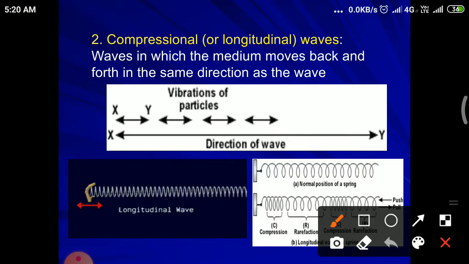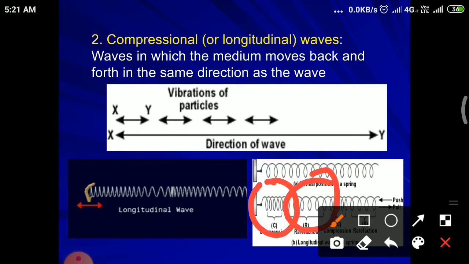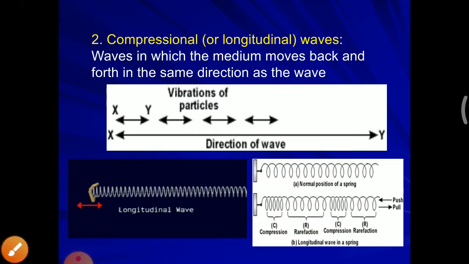When I take the slinky and give a force at one end, it gives compression and rarefaction. In a compression, more waves are present. In a rarefaction, only a few waves are present. So compression and rarefaction are continuously produced.